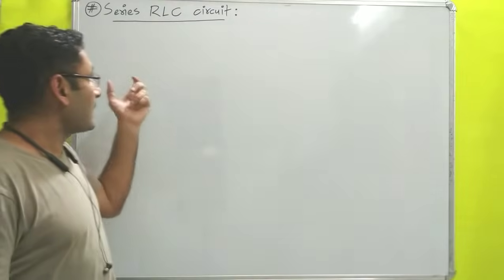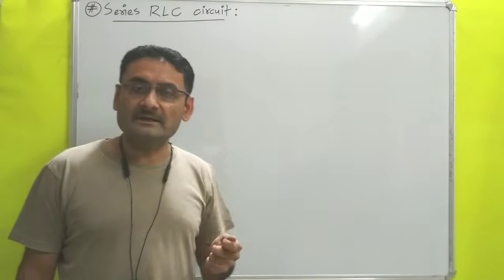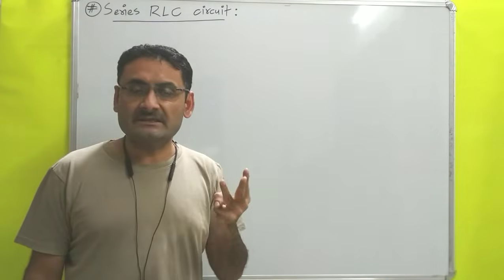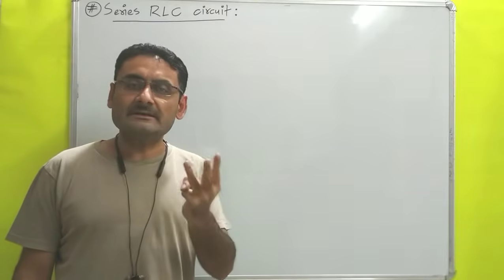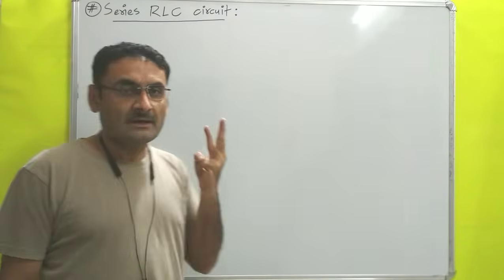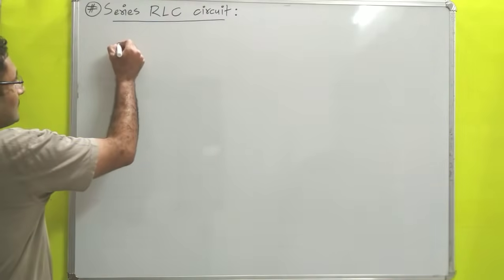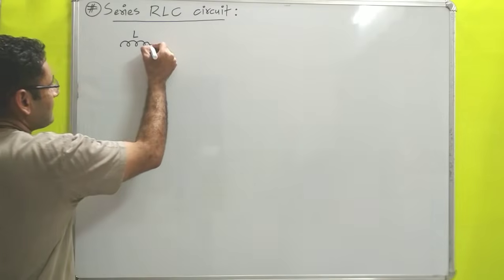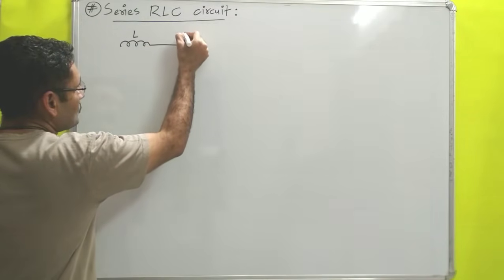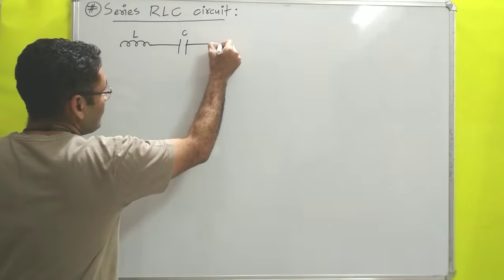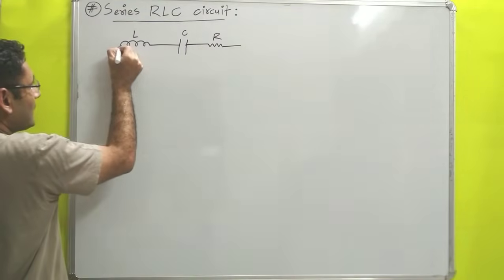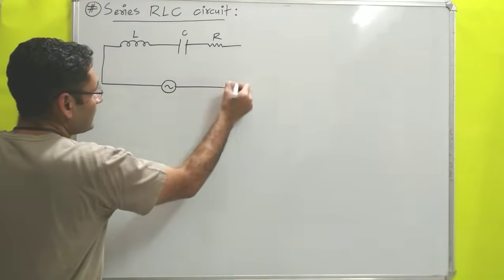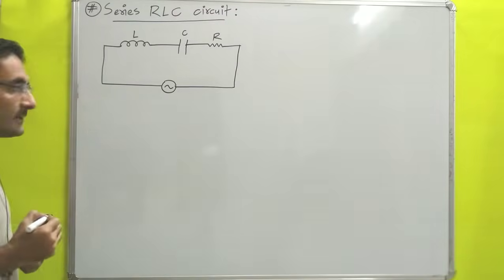Okay. So RLC circuit means what? It is such a type of circuit in which a single resistor, single inductor and single capacitor are used, and all these three devices are connected in series. How? First of all, we will draw one inductor whose inductance is L. Then we will draw one capacitor whose capacitance is C. Then we will draw one resistor whose resistance is R, and all these three devices are connected in series with one alternating voltage source.